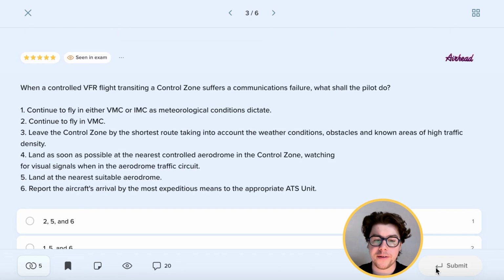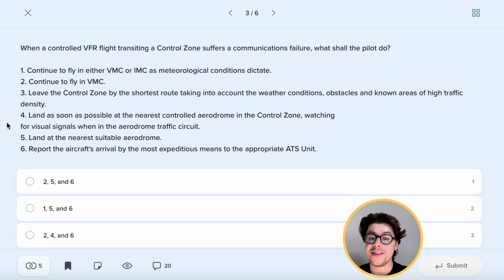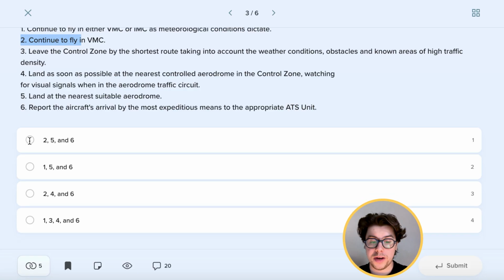Now for question number 3. When a controlled VFR flight transiting a control zone suffers a communication failure, what should the pilot do? As we mentioned before, VFR flight plan in VMC, always continue to fly in visual meteorological conditions and land the aircraft at the nearest suitable aerodrome. So we can see the two of these are already here, number 2 and number 5. You can see that they are actually in only one of the answers. So just like that, we can answer it very quickly.